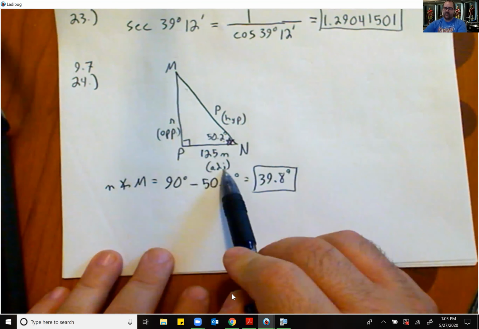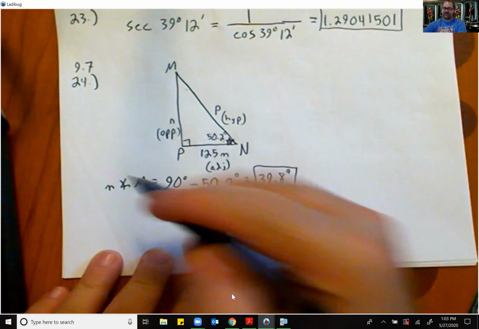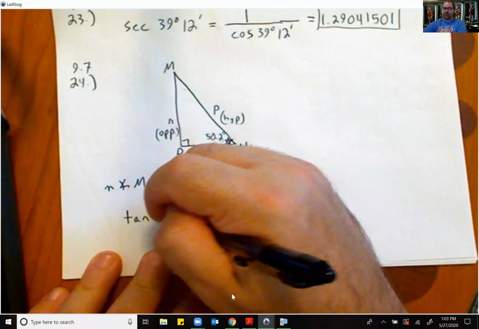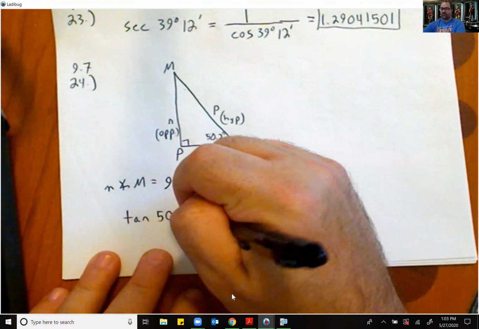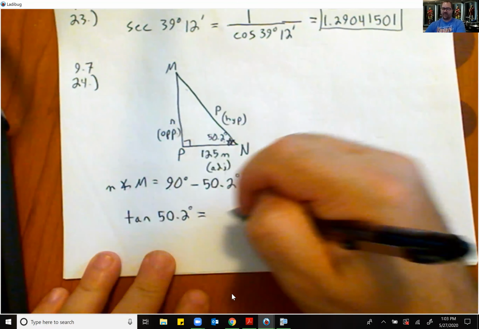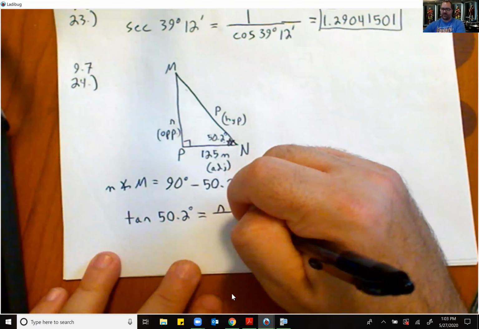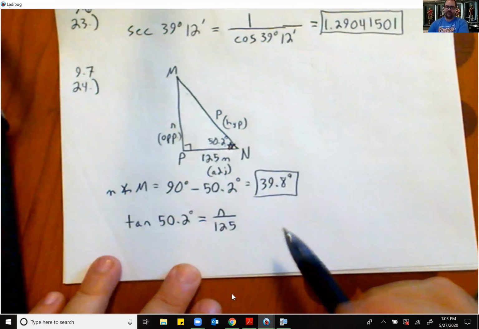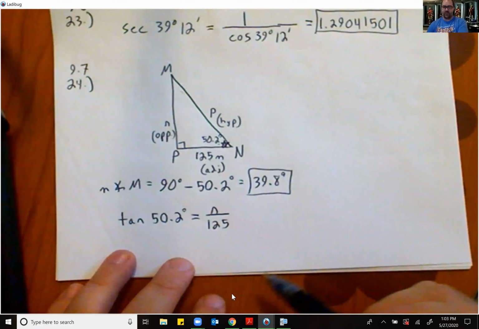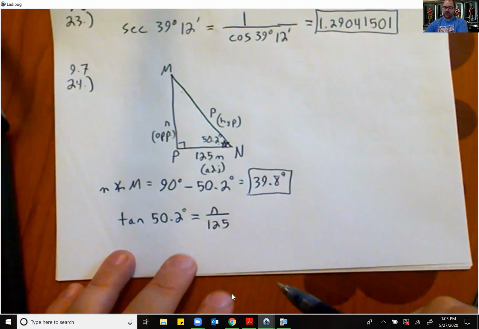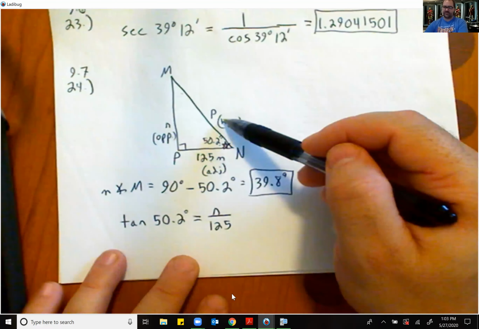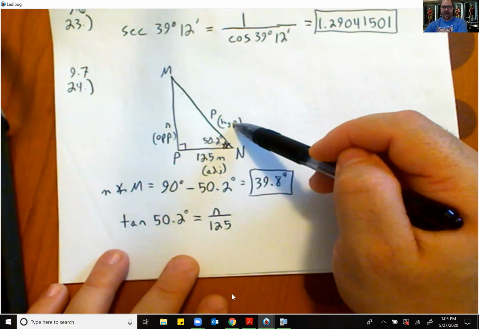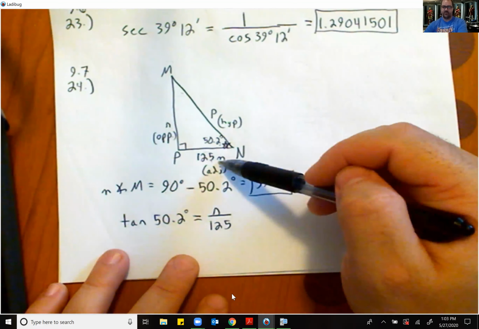So in order to solve for N, I'm going to use tangent 50.2 degrees equal to the opposite, which is N, over the adjacent, which is 125. That's how I will solve for N. And then now I'm going to look at SOHCAHTOA again. So in order to solve for P, that's the hypotenuse, and I want to use the 125, okay?